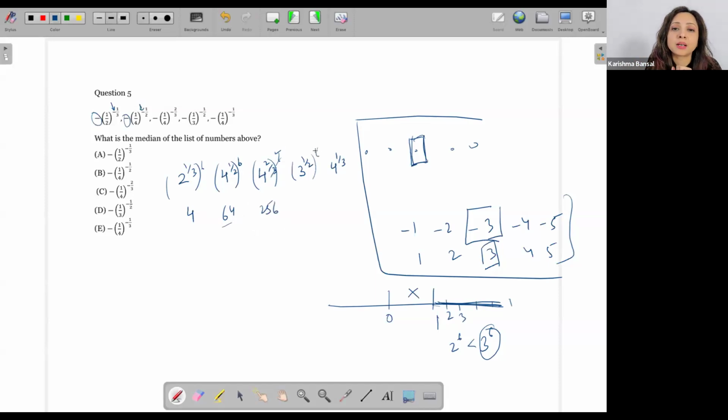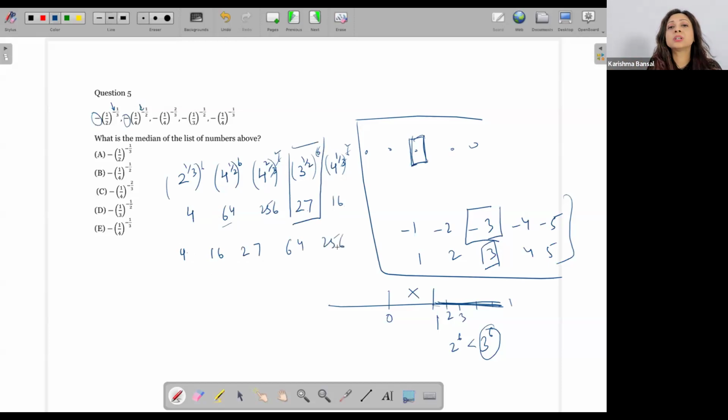I'm again taking this power 6 over here, which gives me a 3 cube. A 3 cube is a 27. And I'm taking a power of 6 here. So again, I get a 4 square, which gives me a 16. Now if I put them in their order, I have to find the median, not the smallest or the greatest number. So I'll have 4 and 16 first, then I have 27, then I have 64, and then I have 256, which means that in the middle, I have this 27.